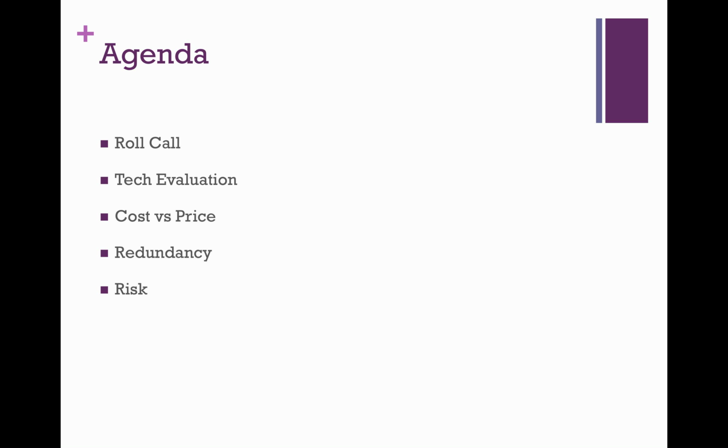So like I said, there's a couple different topics. I'm going to be going over the technology evaluation process, the concept of cost versus price, the concept of redundancy, and the concept of risk and risk management. The reason we're doing the technology evaluation is because for your exercise next week, you're actually going to be doing a technology evaluation. So I'm introducing it now.